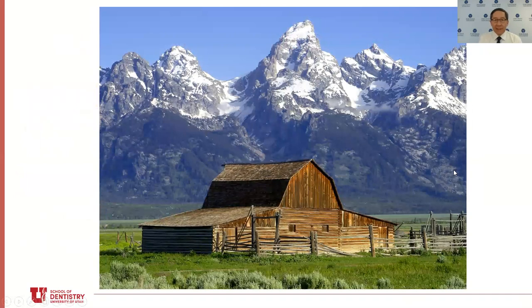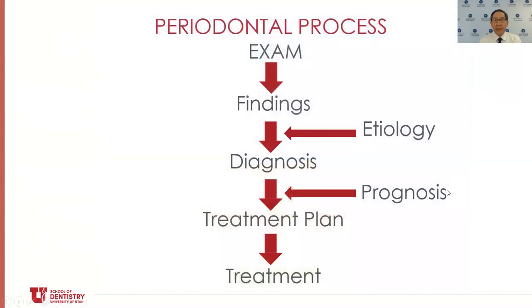Now, that provides a little background on the staging and grading. Let's go into how you would gather information and then the cases to demonstrate examples of the different stages and grades. Now, it is necessary to do a comprehensive periodontal examination in which you do a full, complete examination, you obtain some findings. Now you can proceed to the diagnosis or the classification, and that will then drive your treatment plan and ultimately treatment for your patient.